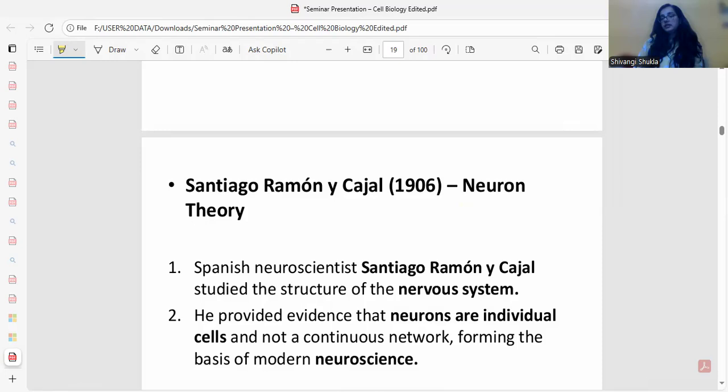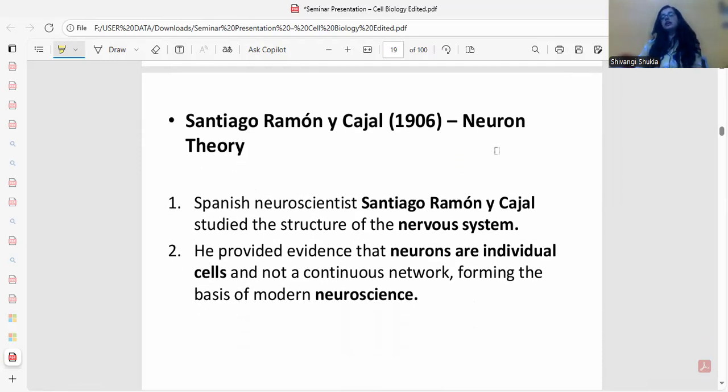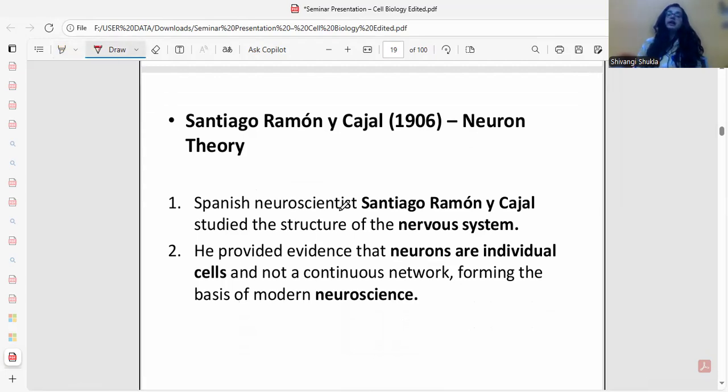Moving on, there was a scientist named Cajal, Santiago Cajal, neuron theory. He was a Spanish neuroscientist and he studied the structure of the nervous system. He provided evidence that neurons are individual cells and not a continuous network, forming the basis of modern neuroscience.